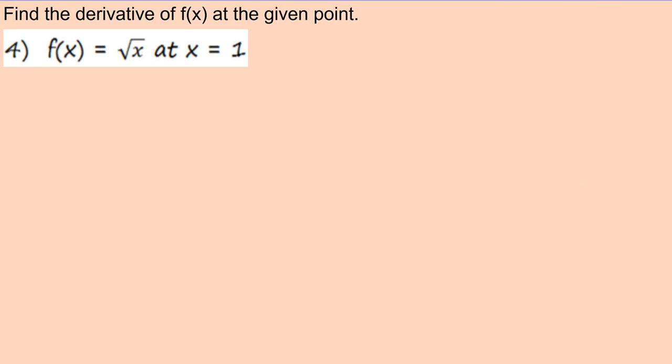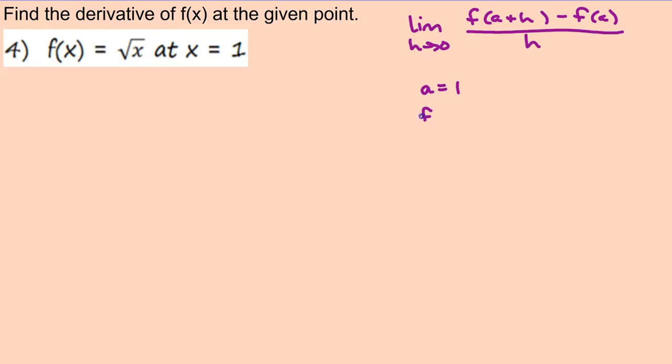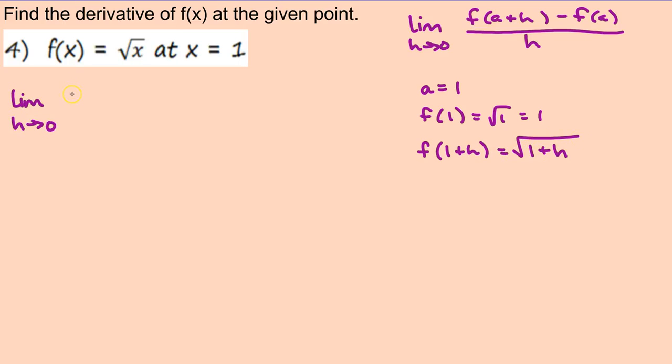And number 4, f of x equals the square root of x. We're finding the derivative at x equals 1. Using the limit as h goes to 0 of f of a plus h minus f of a over h. In this case, a is 1, so f of 1, which will be our f of a, is the square root of 1, and that's 1. And f of a plus h is going to be f of 1 plus h, which is the square root of 1 plus h. Okay, so putting all that into the limit, we have the limit as h goes to 0 of the square root of 1 plus h minus f of 1 is just 1 over h.